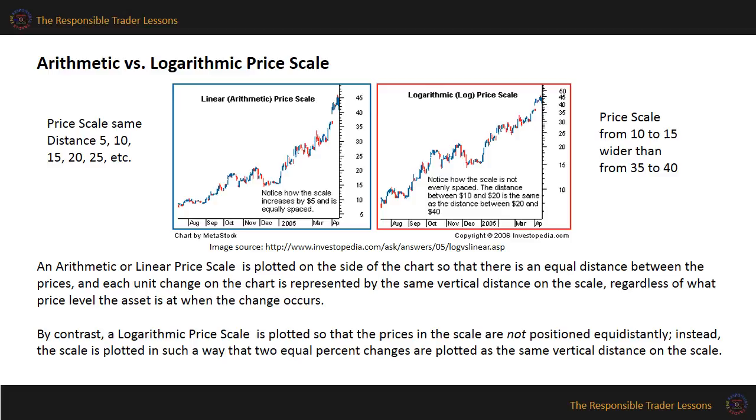An arithmetic price scale is plotted on the side of the chart so that there is an equal distance between the prices, and each unit change on the chart is represented with the same vertical distance on the scale, regardless of what price level the asset is at when a change occurs. By contrast, a logarithmic price scale is plotted so that prices in the scale are not positioned equidistantly. Instead, the scale is plotted in such a way that two equal percent changes are plotted as the same vertical distance on a scale.